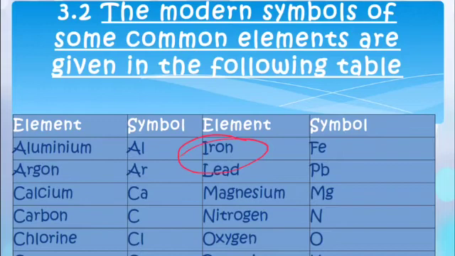Iron is not from the English name of the element, it is taken from its Latin name, and its Latin name is ferrum. So it is taken from there, Fe, ferrum. So some symbols are taken from their Latin names. Some symbols are the first two letters. Some symbols are the first letter and a second letter from in between the name of the element. And some symbols are just the first letter of the element name. Is that clear?